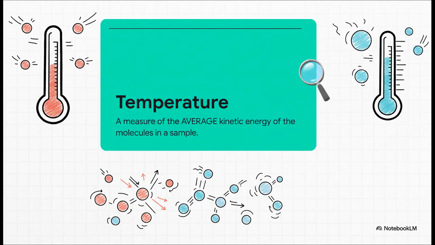Okay, so first up, temperature. When you stick a thermometer in something, what are you actually measuring? You're measuring the average speed, or the average kinetic energy, of all the teeny tiny molecules in that thing. So a high temperature just means the molecules are, on average, zipping around really fast. A low temperature means they're moving a lot slower, again, on average.